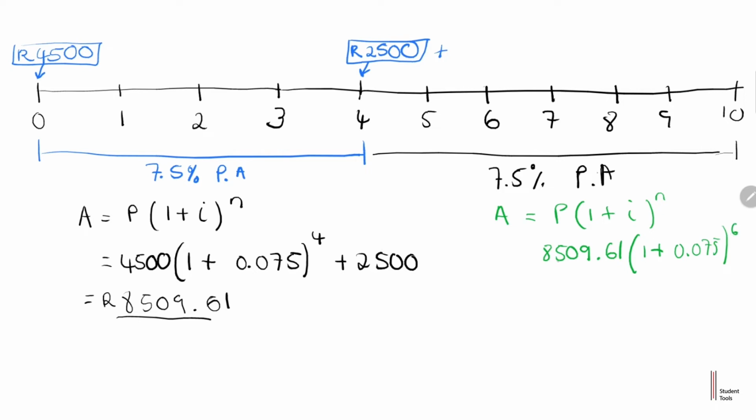And remember that we're using 8,509 and 61 cents because that's the amount of money that is in her account. So that is why we're using this amount as the principal amount. So that's why we will calculate the interest accumulated here within the 6 years. So now let us punch this into our calculator so that we can see what we get, or the amount of money that will be available in her savings account after 10 years. So now let us do that.